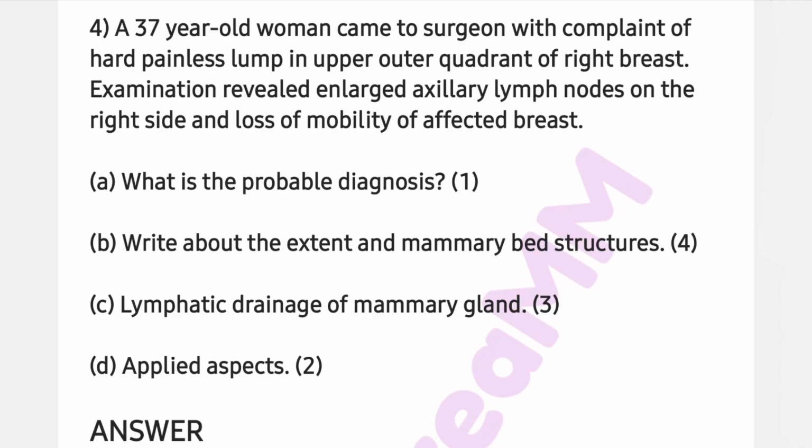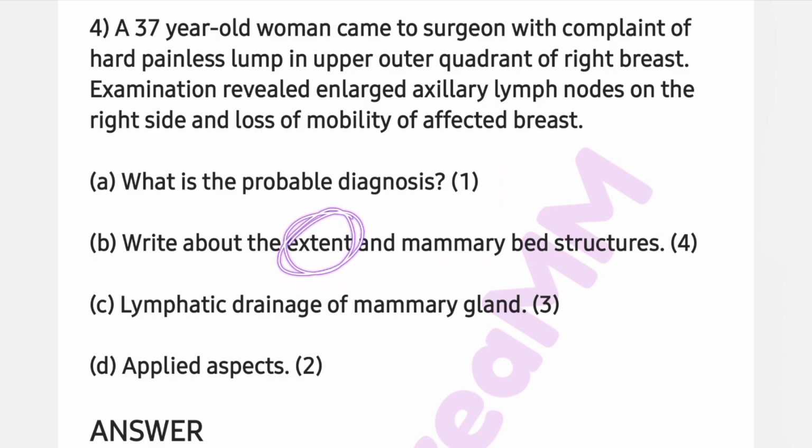A 37-year-old woman came to a surgeon with complaints of a hard painless lump in the upper outer quadrant of the breast. Examination revealed an enlarged axillary lymph node on the right side and loss of mobility of the affected breast. I guess you can all answer this question. Breast cancer, on the right side. Write about the extent and mammary breast structure.